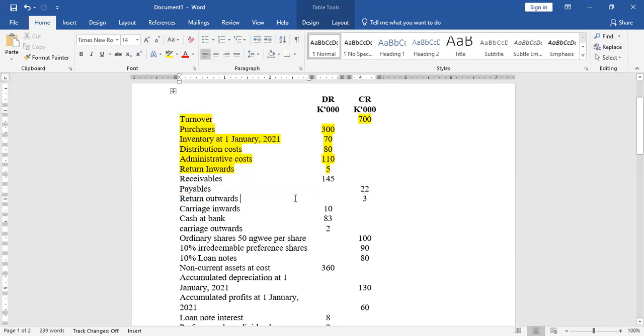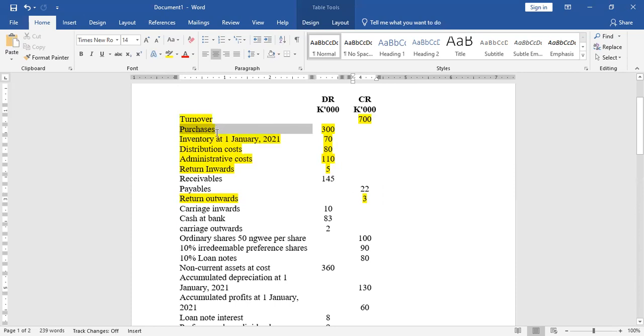Return outwards. We are returning outwards. It will be part of the profit or loss statement. Why? Return outwards, we are taking back what we had bought. Maybe they oversupplied us or something like that. So it will affect the purchases here. It will come and affect the purchases. It will reduce the purchases.